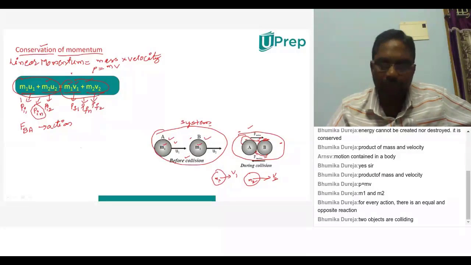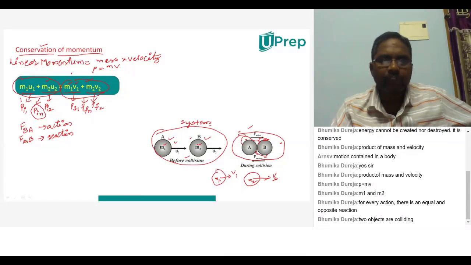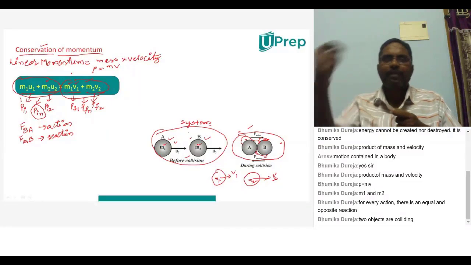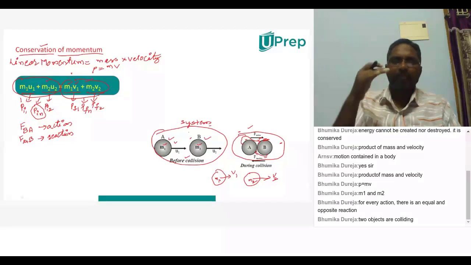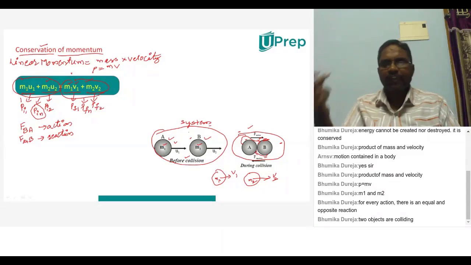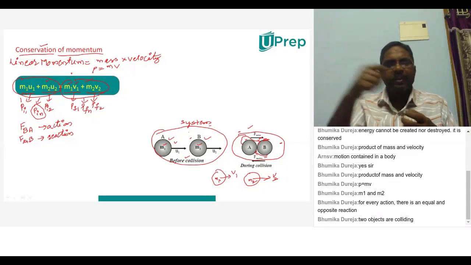So what do I have to write now? FAB. That means force on A due to B. This will be what now? Reaction. Action and reaction. So here action is there and reaction is there. Again, in this collision, A will apply force on B. In turn, B will apply force on A. Applying force on B by A will be action, and applying force on A by B will be reaction.